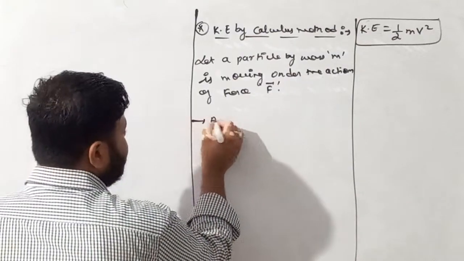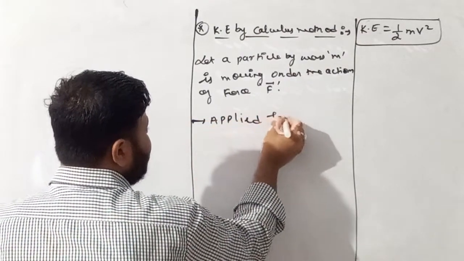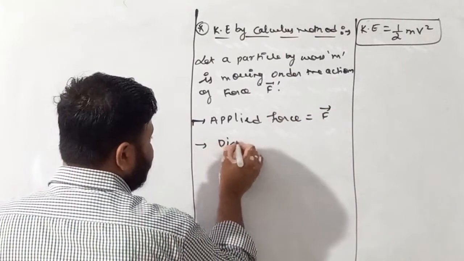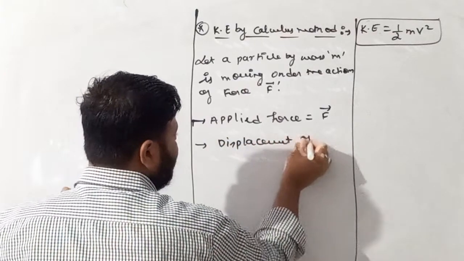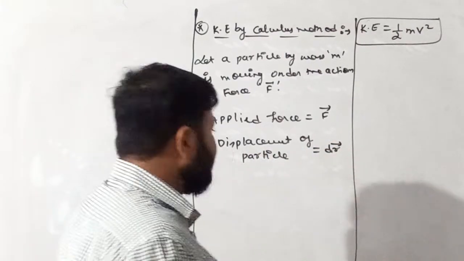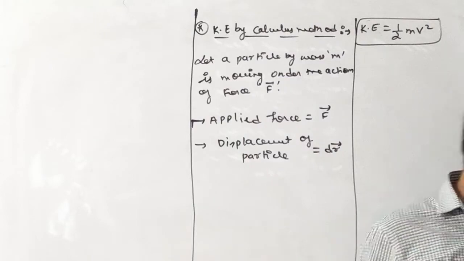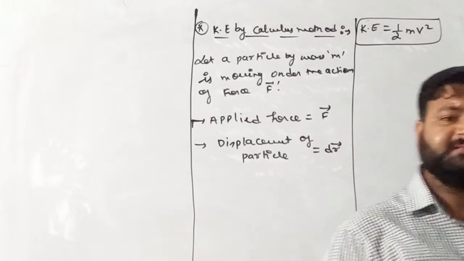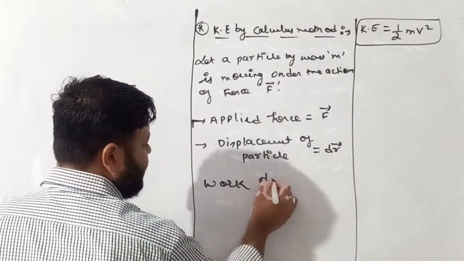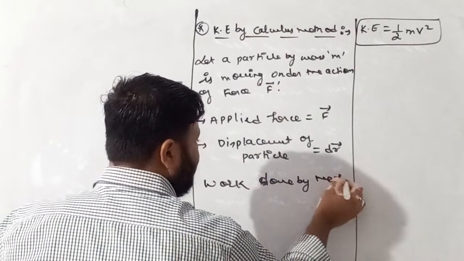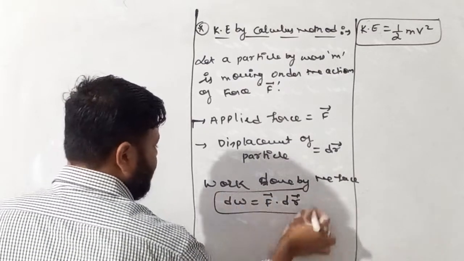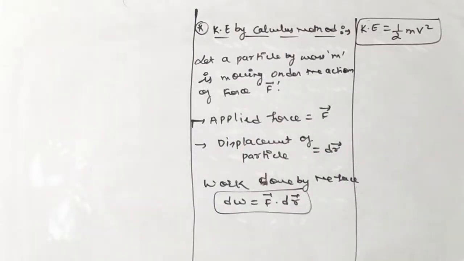So I'm writing here: applied force is equal to F vector, and the displacement of the particle is dr vector. I'm taking a small displacement. Remember one thing, my dear student, if displacement is very small, then work done is also very small. So work done by the force, dW, must be F vector dot dr vector.